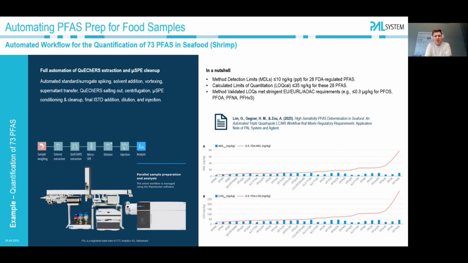So spiking standards, the QuEChERS workflow, mixing, centrifugation, the micro SPE cleanup, as well as the online injection. The nice thing here is that while you are measuring one sample with your LCMS system, the PAL system already preps the next one, meaning you really have a walk-away automation setup here, including the analysis part.